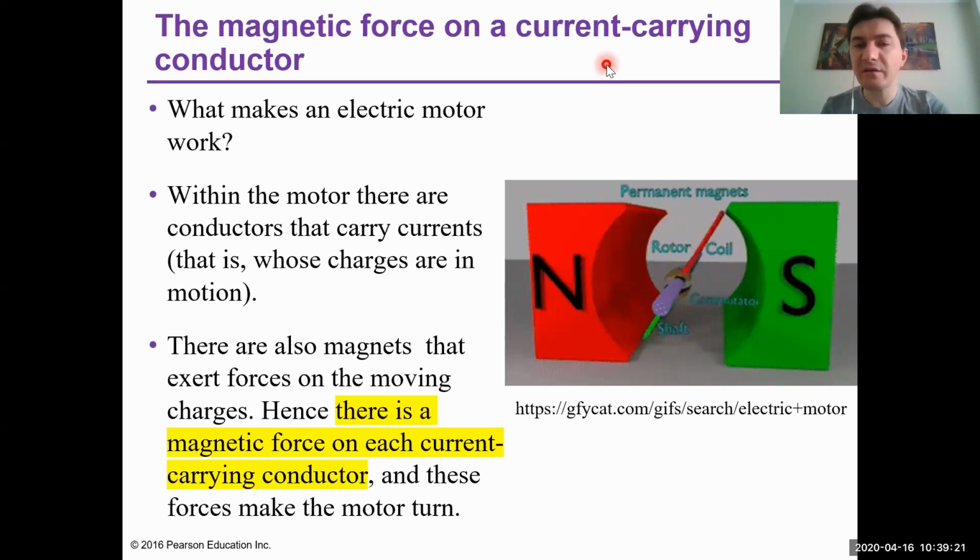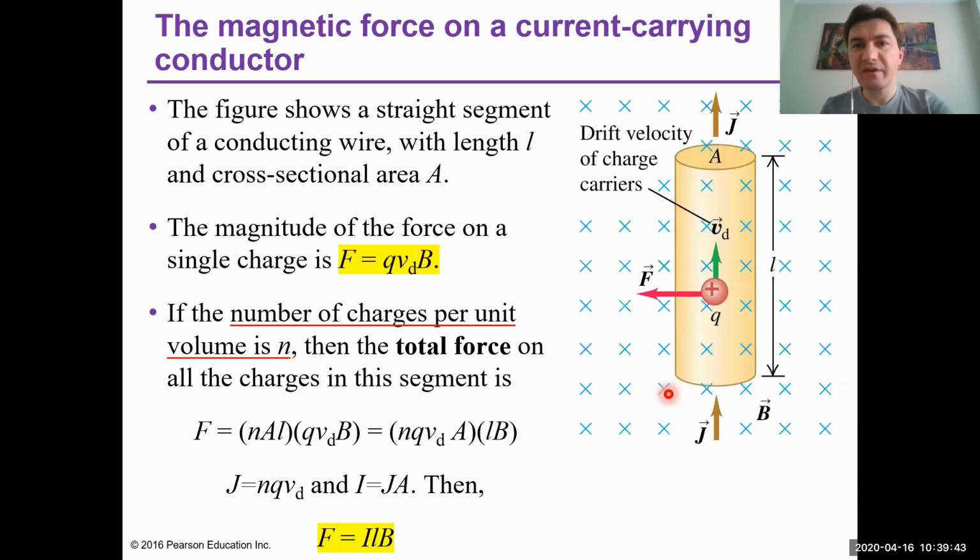This is the working mechanism of the electric motors. Due to that effect, we are able to produce such electric motors. Today I will talk about the working principle of such electric motors. Here we have a conducting wire. The length of the wire is given by L, and the area of the cross-section of that conductor is given by A.